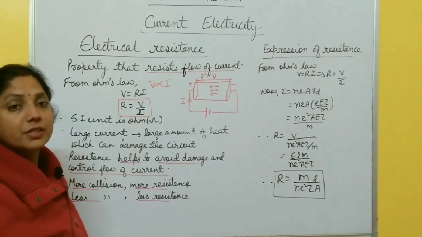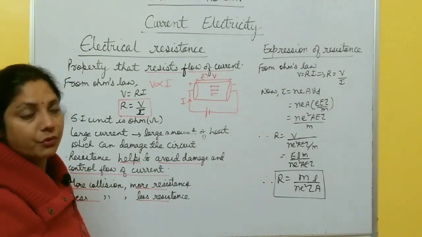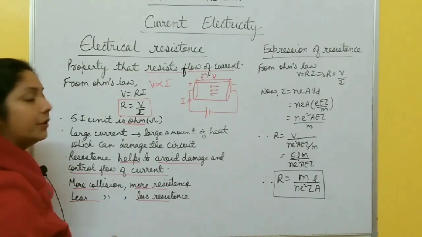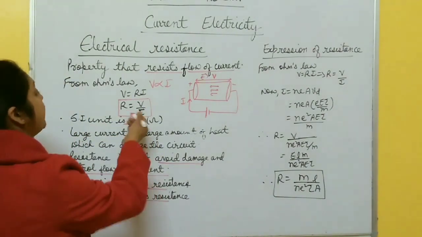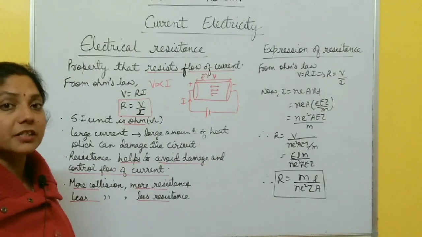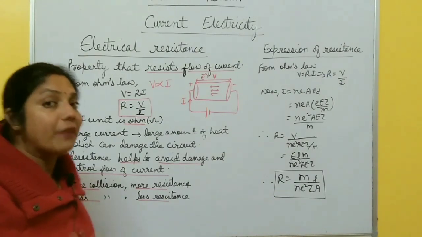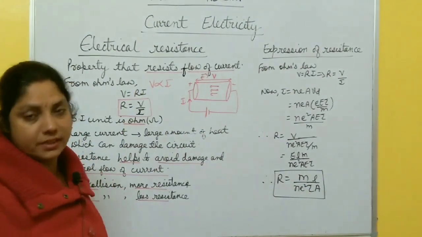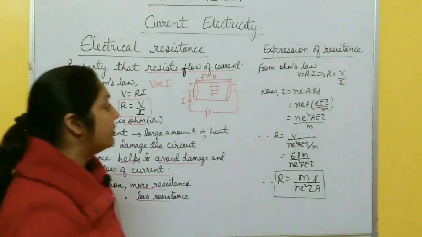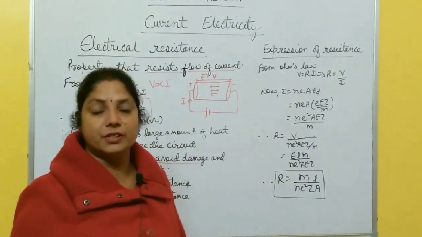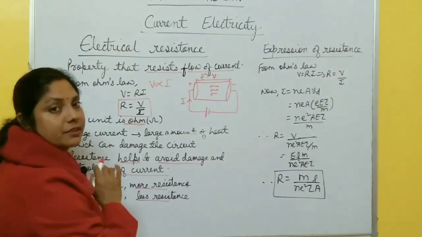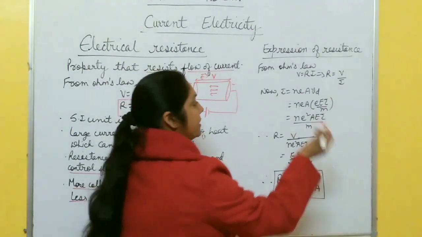It opposes the flow of current, and its SI unit is ohm. R equals V by I. But what is the actual expression for this resistance? On what factors does it depend? We can easily derive it from the expression we got earlier for drift velocity and current. Okay, let us see how.